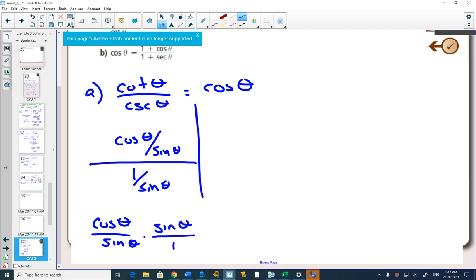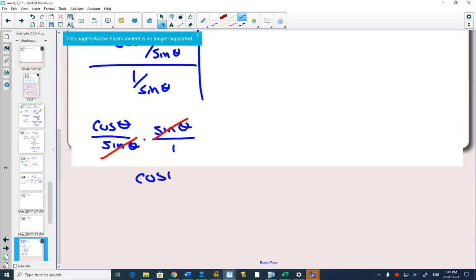If you're multiplying and two factors are the same, they can simplify. That only works if you're multiplying, and that only works if they're completely identical. They are in this case. We just get cos theta, so our left side is equal to our right side. Done.